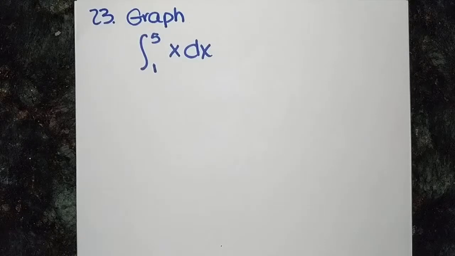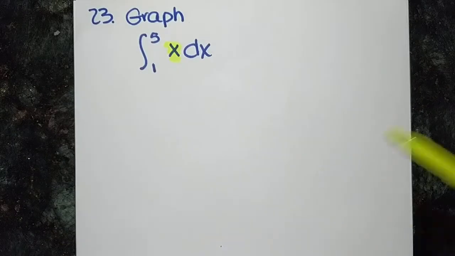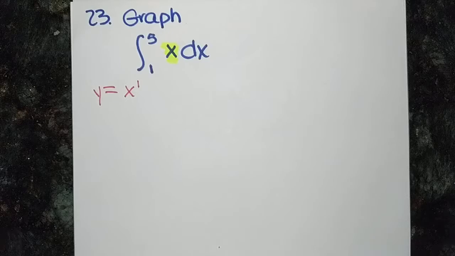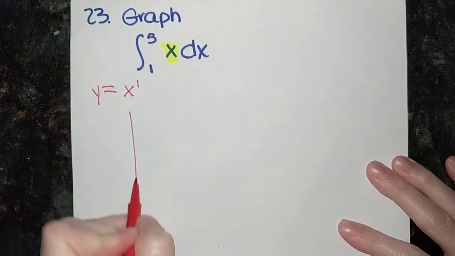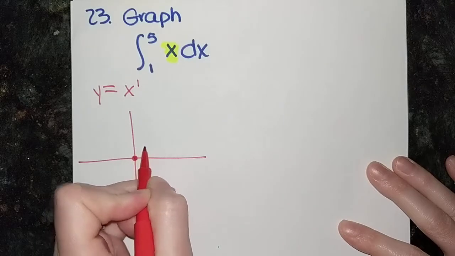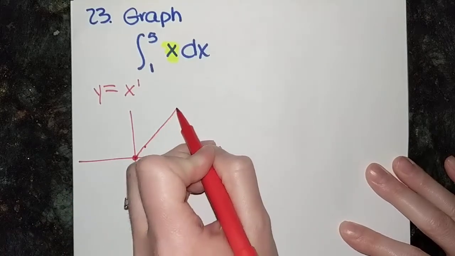This question says to graph the integral, so what you would do is take your integrand of x and just find the graph of y equals x. So here we have x, so we are going to graph y equals x. That's a linear function, so it's just going to be a line that has a y-intercept of 0 and then a slope of up 1 to the right 1, up 1 to the right 1.